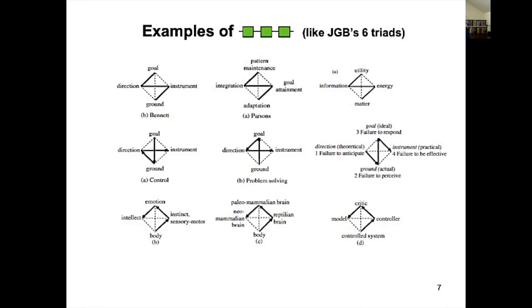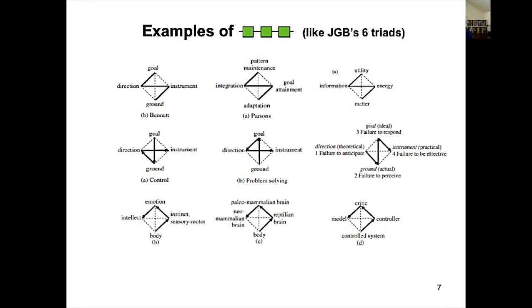Here is an example that comes from Jared Diamond, who wrote about failures of societies to respond to challenges. And he starts with a failure of theory, of direction, failure to anticipate. He then goes to failure to perceive the problem, failure in ground, failure to mobilize your goal to do something about it, a failure to respond, and then finally a failure to be effective in your response.